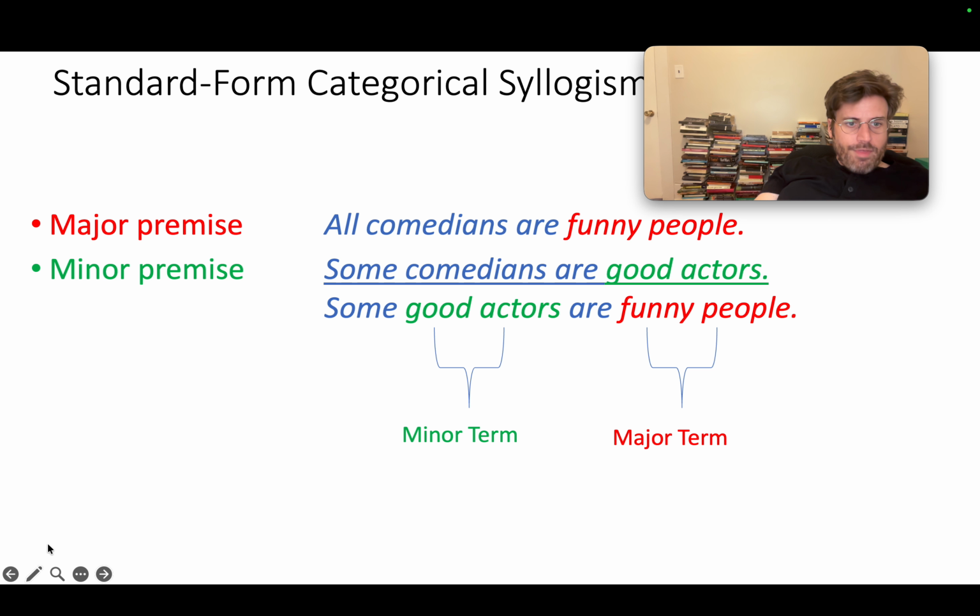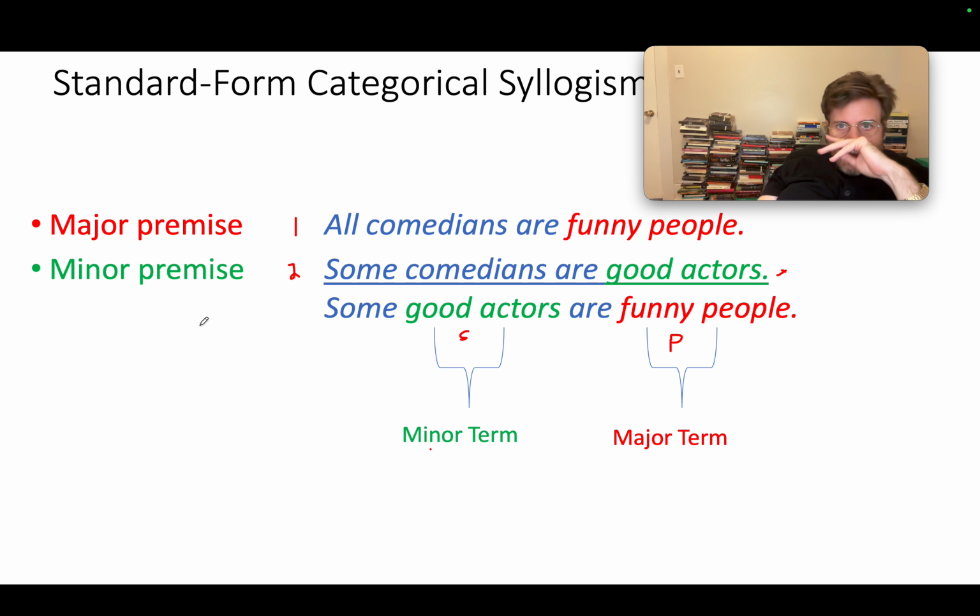You will note that we have our major premise in red, and it's the major premise because it contains the major term. It contains funny people. And then we have as our second premise the minor premise because it contains the minor term, good actors. And then our conclusion, some good actors are funny people. We have minor term in the subject position and funny people in the predicate position.